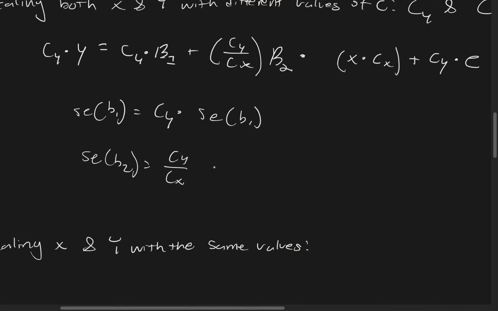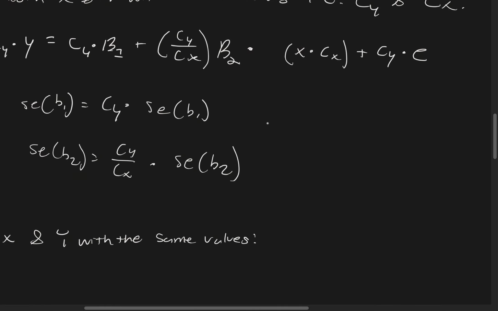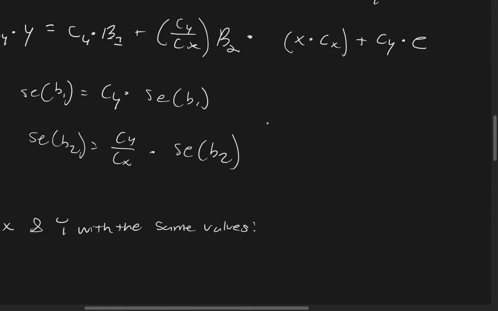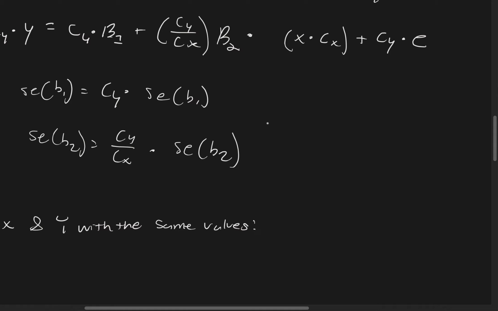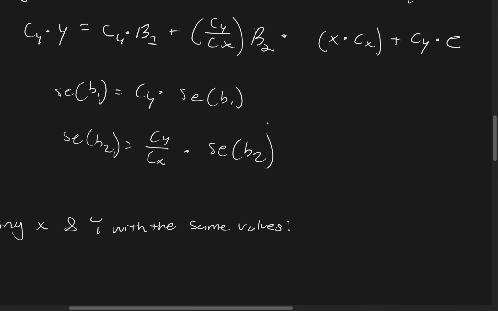And then for beta 2, it's cy over cx, because once again, the beta 2 coefficient is affected by both x and y transformations. But the test statistic, p-value, r-squared, all of those factors for inferencing, those don't change.